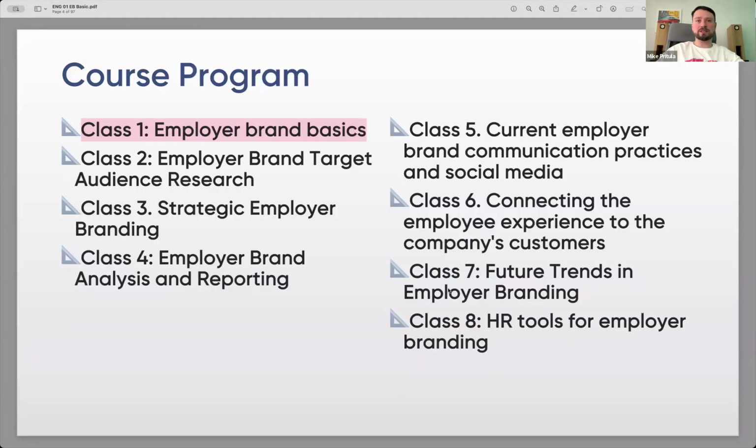And the course program consists of 8 classes. The first one is employer brand basics. Then we will be talking about employer brand target audience research, then strategic employer branding, employer brand analysis and reporting, current employer brand communication practices and social media, connecting the employee experience to the company's customers, and then future trends in employer branding, and we will finish with HR tools for employer branding.